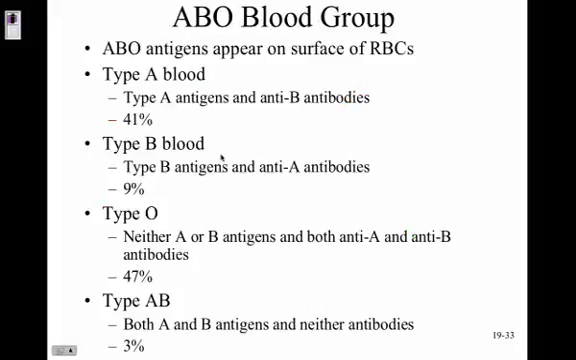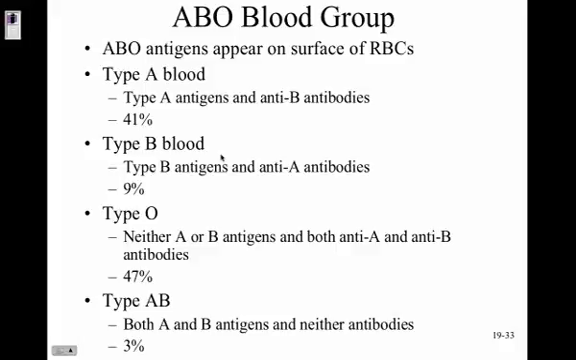So the ABO antigens appear on the surface of the red blood cells. So type A blood has type A antigens, anti-B antibodies. 41% of people in the U.S. have type A blood. Type B blood, you have type B antigens and anti-A antibodies, and only 9% of the population has type B blood. So if you have type B blood, I'm sure they really want you to donate.